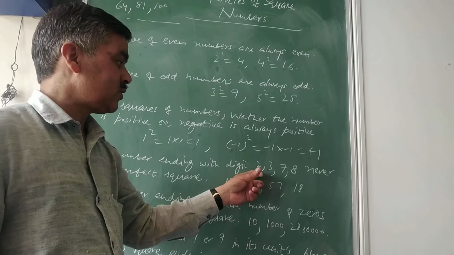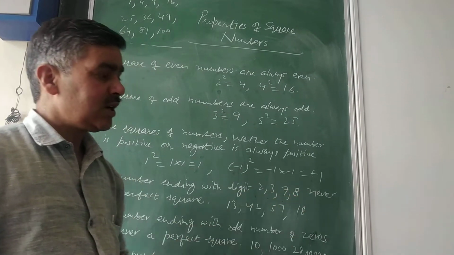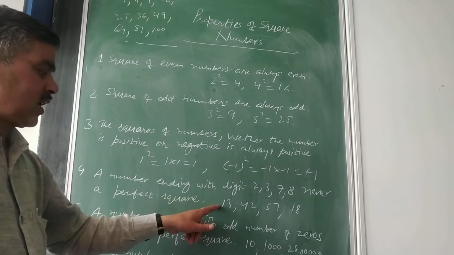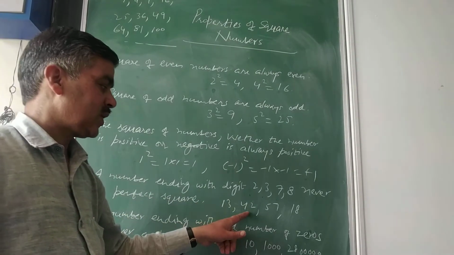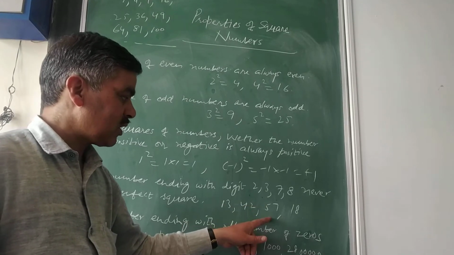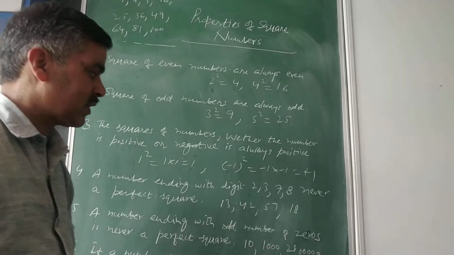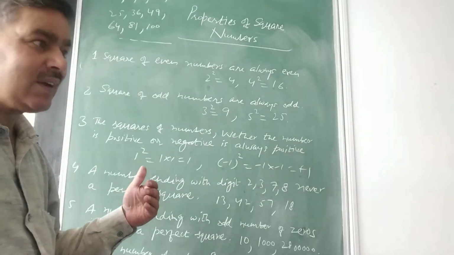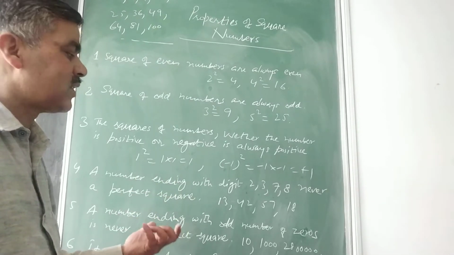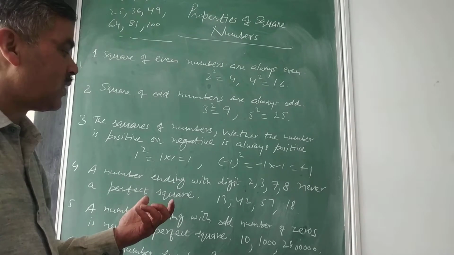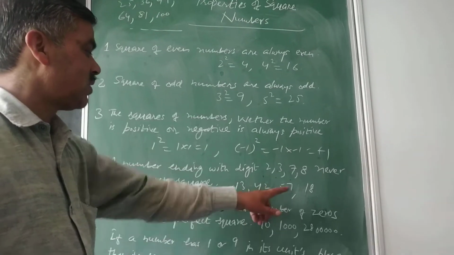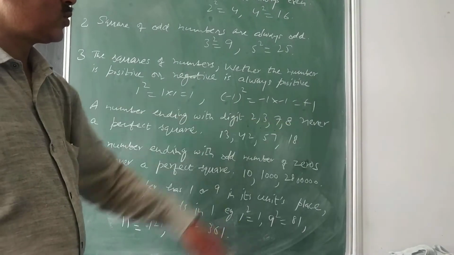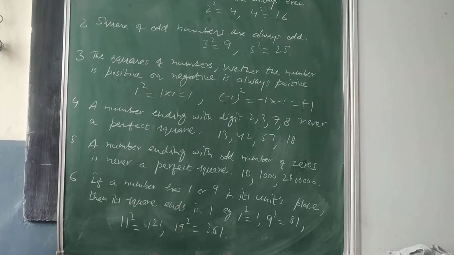If any number ends with 2, 3, 7 or 8, immediately you can write that this number is not a perfect square. Like I have given you the example, 13 is not a perfect square, 42 is not a perfect square, 57 is not a perfect square, 18 is not a perfect square. Why? Because these are not the result of any number multiplied by itself. I just cannot have a number which I will multiply twice and the result will be equal to 30. Same numbers I need for that. That's why the numbers ending with 2, 3, 7, 8 are never perfect squares.